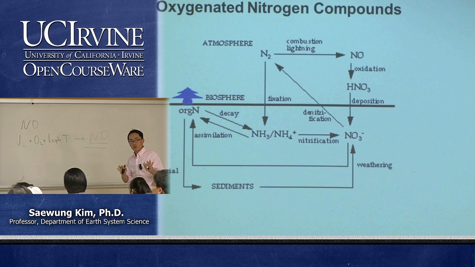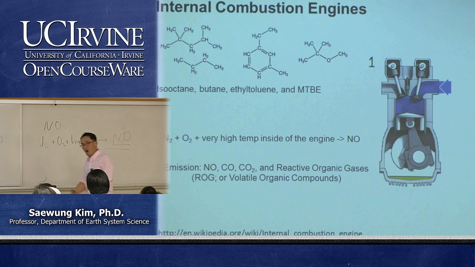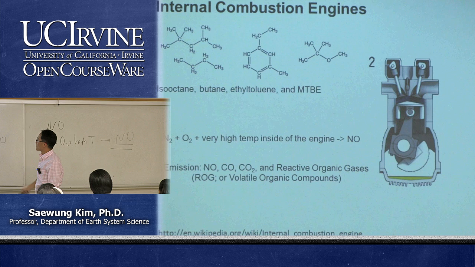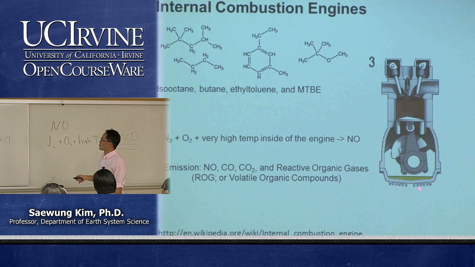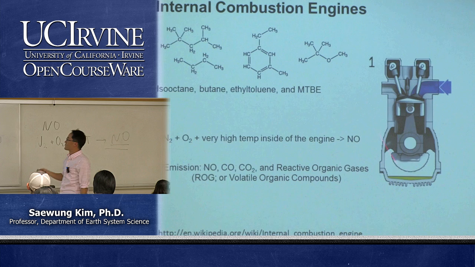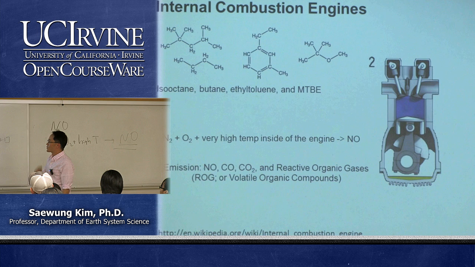Now again, the problem of ozone pollution is mainly coming from the internal combustion engine. I explained last class that most of your cars, unless you drive a Tesla, have this. Even a Prius has this, right? A hybrid car has this. The temperature inside is so high, it can produce a lot of NO in the atmosphere, right?